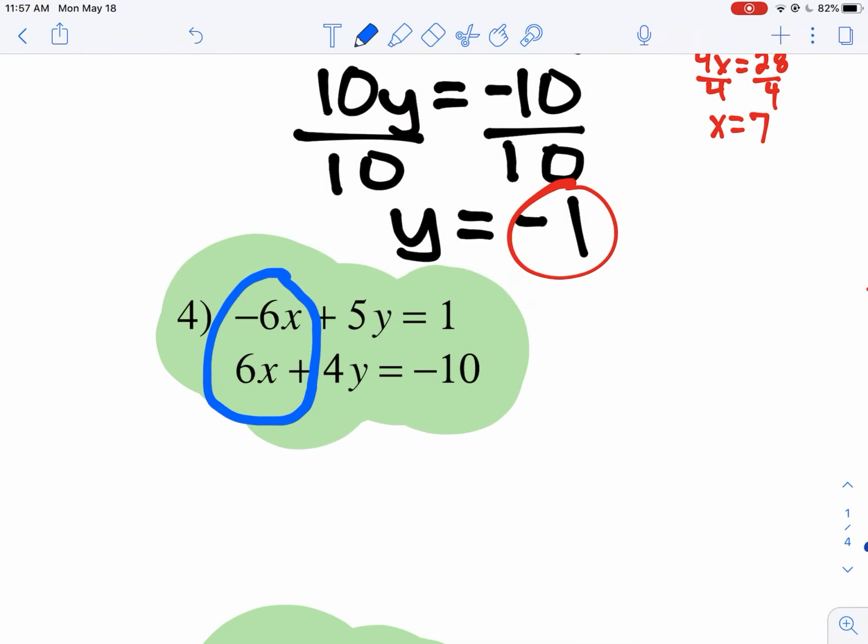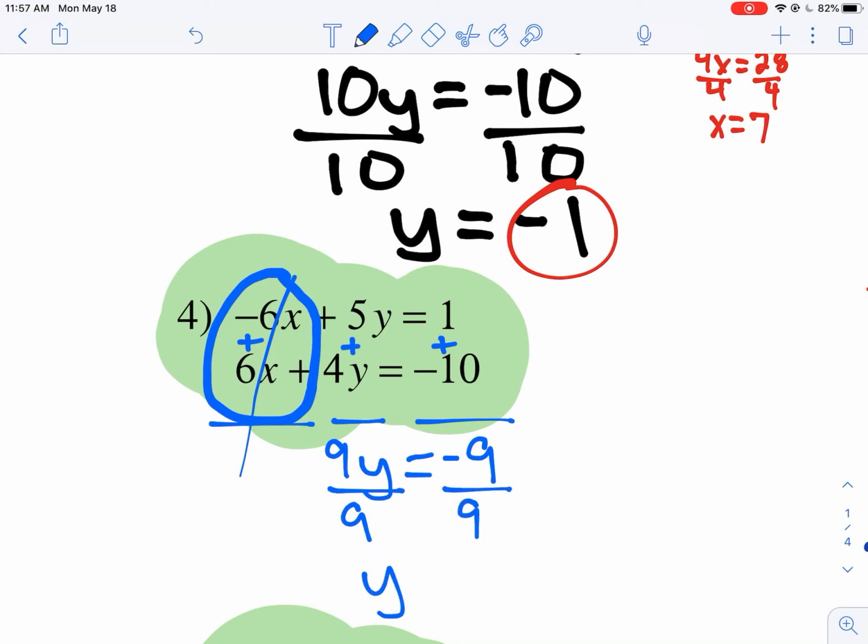All right, so I'm going to add these going across. Negative 6x plus positive 6x gives me 0x. They cancel out. I like that. 5y plus 4y gives me 9y. 1 plus negative 10 gives me negative 9. So now I'm going to divide each side by 9, and I get y equals negative 1. All right, I'm halfway done.